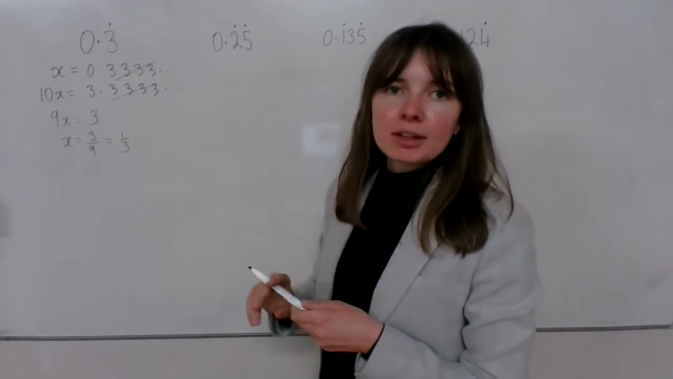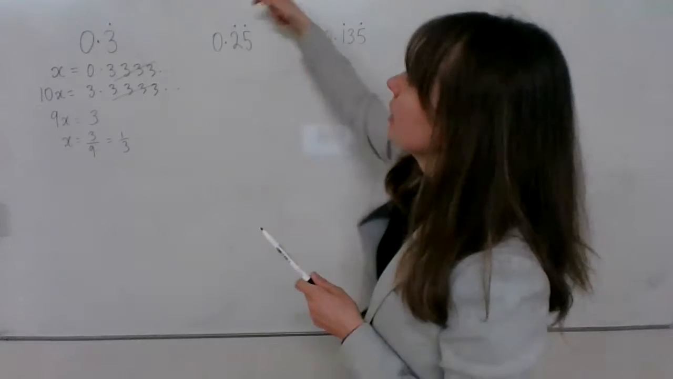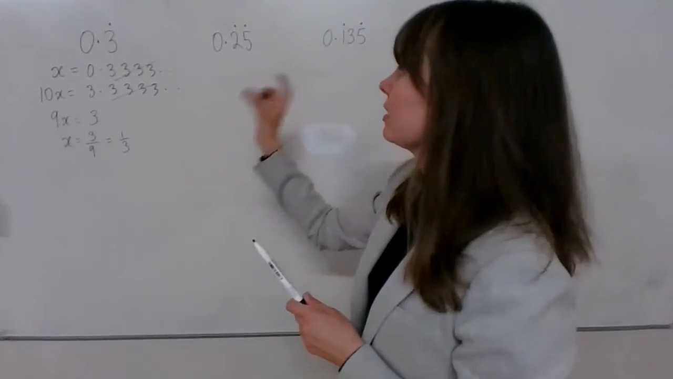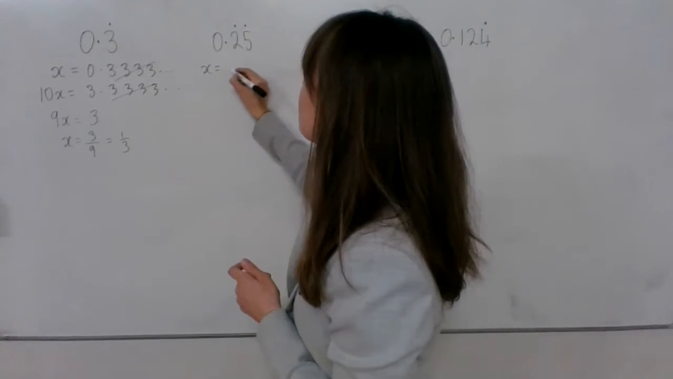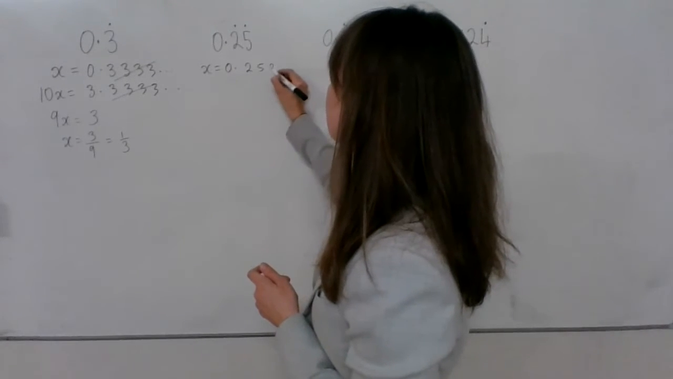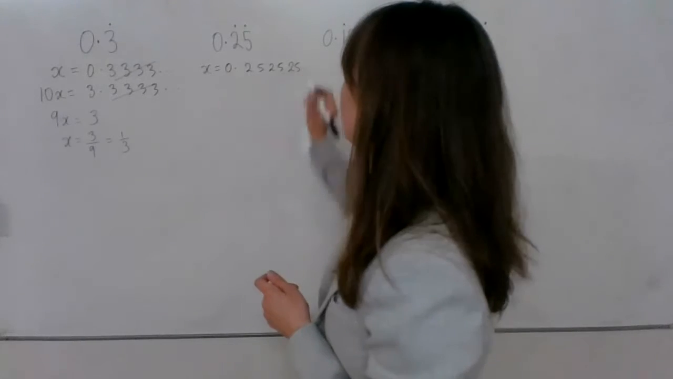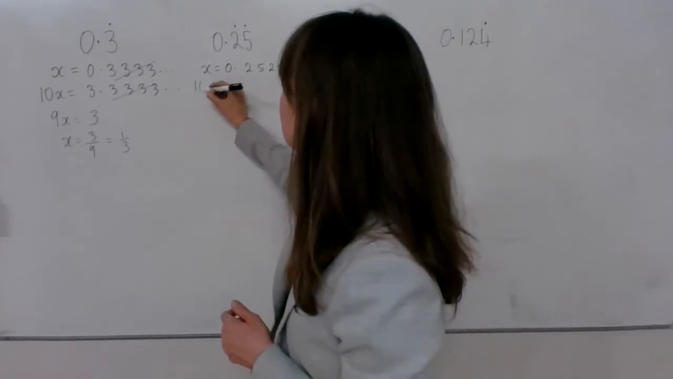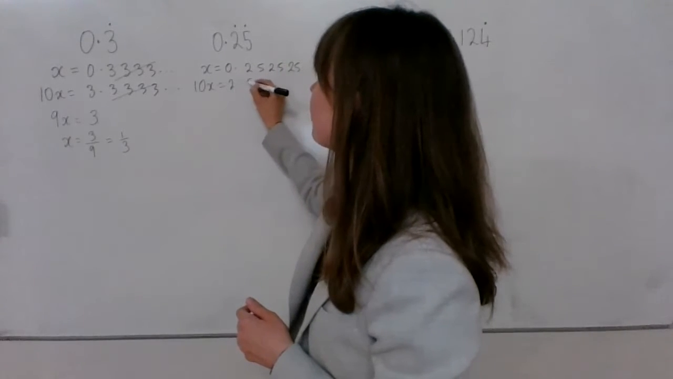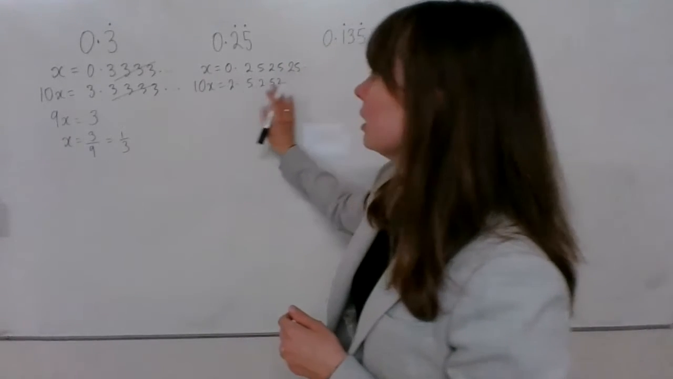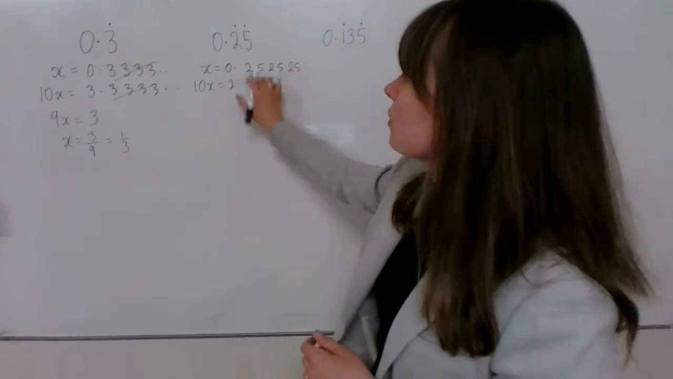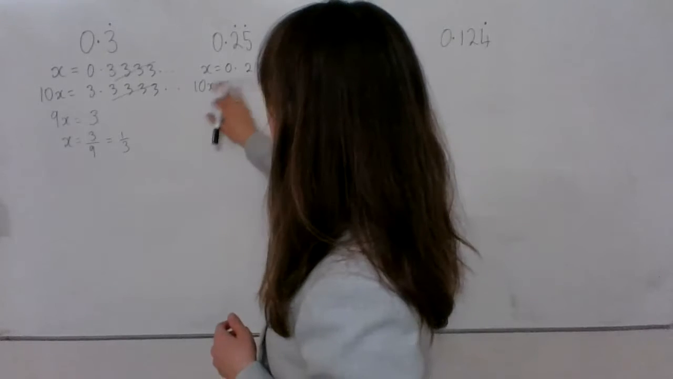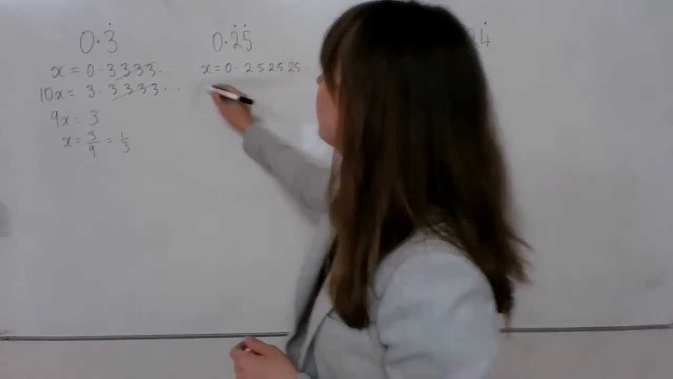Let's look at how we use this method for 0.25 recurring. Now the dot is above the 2 and the 5. That means that the sequence 2, 5 is repeated. So let x equal 0.252525 and so on. In this case, if I multiply it by 10, 10x would equal 2.5252 and so on. And then the 2's and the 5's would not cancel out when I subtract. So instead of taking 10x, I'm going to take 100x.